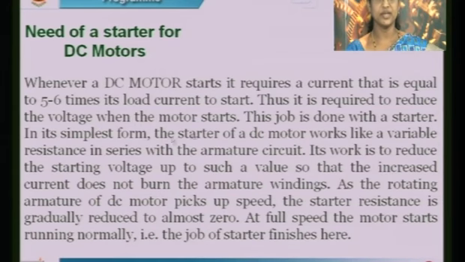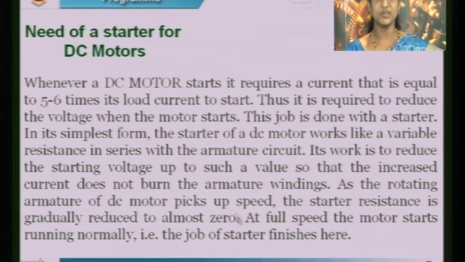I already told you that it is a variable resistance in series with the armature circuit. Its work is to reduce the starting voltage up to such a value so that the increased current does not burn the armature windings. When the current increases, what will happen? All the armature windings will get damaged. That is why, to avoid that, you are going to use that series resistance with the armature.